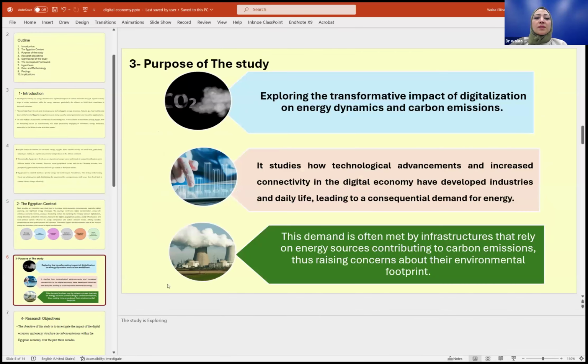The purpose of the study is exploring the transformative impact of digitalization on energy dynamics and carbon emissions. It studies how technological advancement and increased connectivity in the digital economy have developed the industry and daily life, leading to a consequential demand for energy. This demand for energy is often met by infrastructure that relies on energy sources contributing to carbon emissions, thus raising concerns about their environmental footprint.